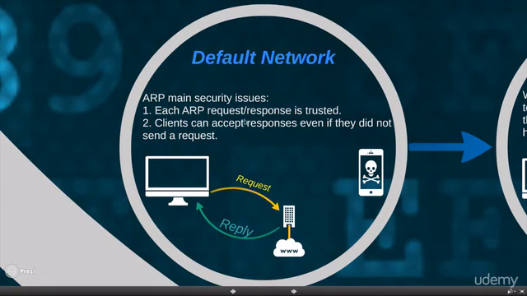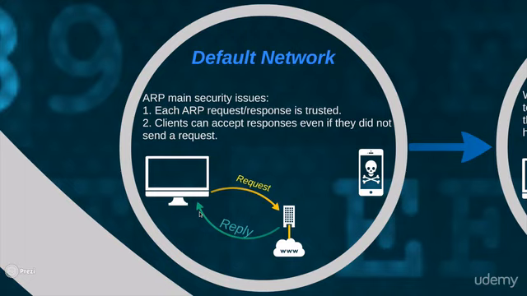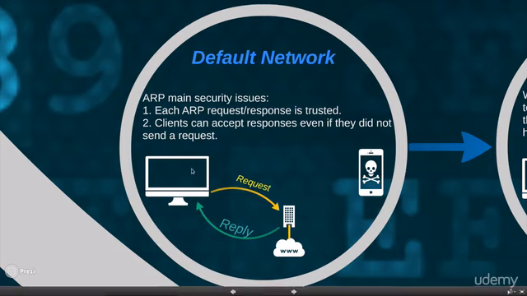Now the problem with ARP is that each request or response is trusted. So whenever you send a request and whenever you receive a response, computers always trust that response or request. They don't verify the source where they got the request from. And this is going to become clearer in the next step. So say for example, when this device sends something to the router and tells it that I am computer number 1, the router is going to trust that this is computer number 1 without verifying that this is actually computer number 1.